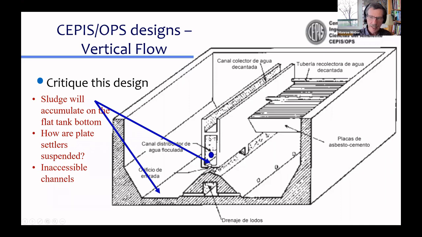And I'm also curious how you assemble this channel system where there's the collection channel on top of the inlet channel, and that looks like a rectangular box. It's too small for a person to get in there. So it's not clear to me how you actually fabricate that.